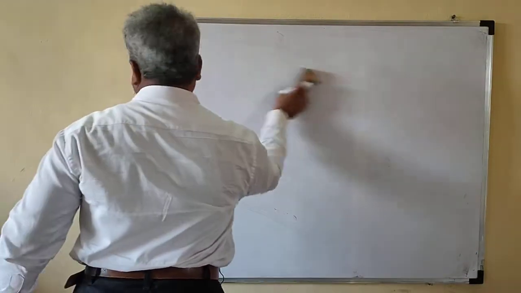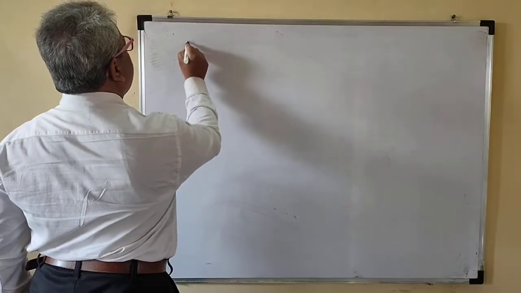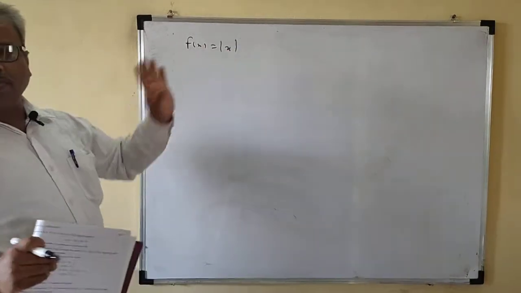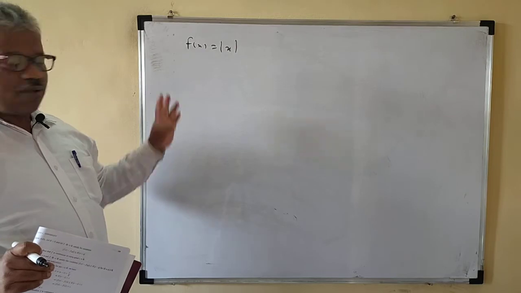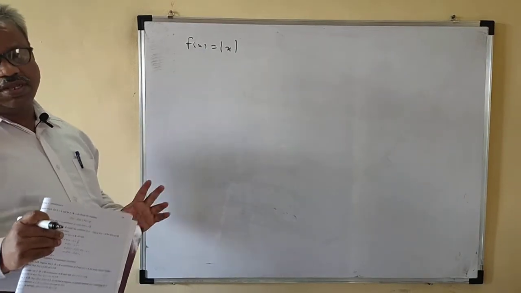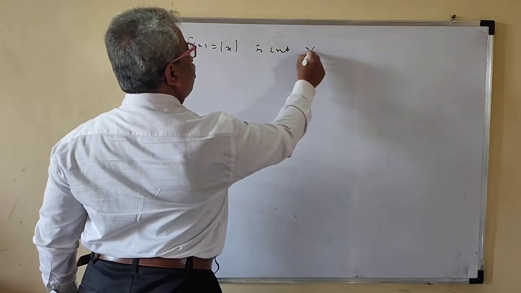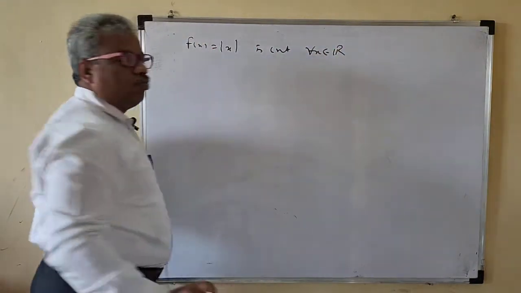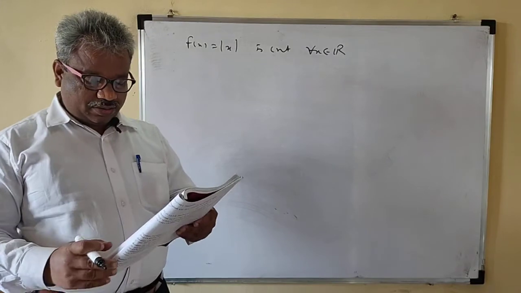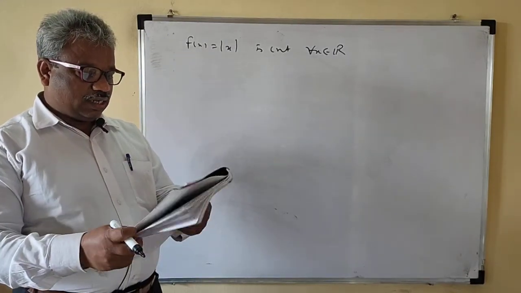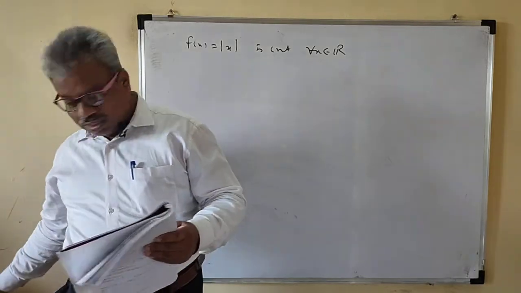Okay, so note this. Now similarly, f of x is equal to mod x. This is well defined for any real number. Every real number, this is well defined. That means this function is continuous for all x belonging to R. So mod x is continuous everywhere. Note that. The mod x function is continuous on R.